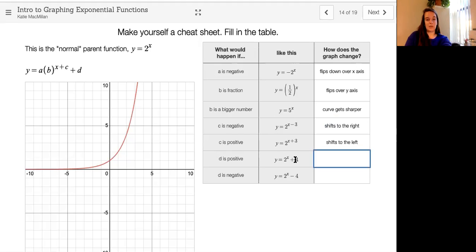All right. And then d is positive. This is usually our easiest one. If we have this, usually our y-intercept, but in this case, our asymptote. If d is positive, it goes up. I'm going to use the word shift again: shift up. And if d is negative, it shifts down. Awesome. Great job, team.